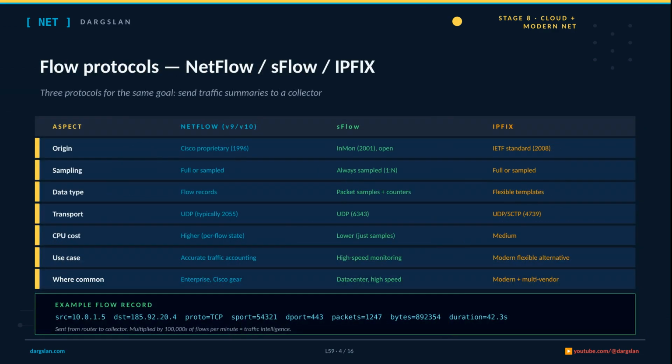Zooming in on that flows pillar, 3 protocols dominate the landscape, all chasing the same goal: summarizing traffic and shipping it to a collector. NetFlow, born at Cisco in '96, gives you rich per-flow state and accurate accounting, but pays for it in CPU. sFlow took the opposite bet, always sampled, lightweight, perfect for high-speed data center gear. And IPFIX is the IETF's modern, vendor-neutral evolution with flexible templates. The record at the bottom shows what actually flies across the wire: source, destination, ports, byte counts. Multiply that by hundreds of thousands per minute, and you've got genuine traffic intelligence.